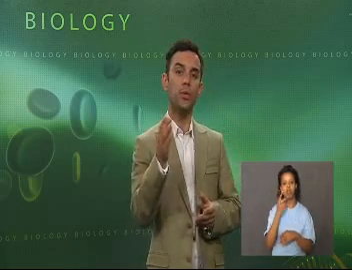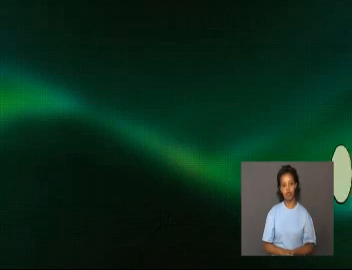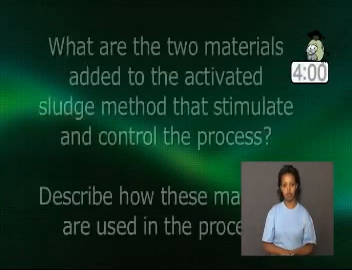Students, what are the two materials in the activated sludge method that are added to the sludge to stimulate the process and control the level of treatment obtained? Once you determine the materials, describe how they are used in the process. Students, let's get ready. Begin.